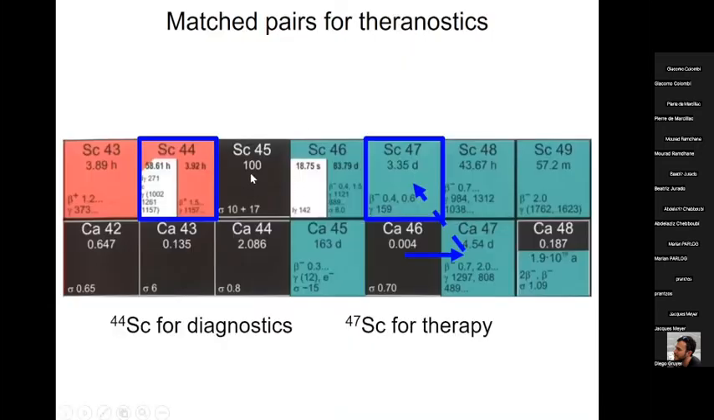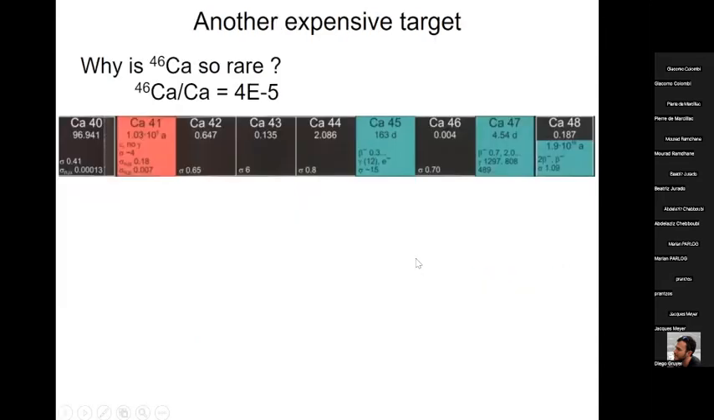Now, if you have the scandium-44 for diagnostics, it has a matched pair, which is scandium-47, and scandium-47 can be produced in a non-carrier-added way, similar to lutetium, by irradiating one element down, calcium-46. You capture a neutron, you let the intermediate decay, and you separate once or several times, because it's so long-lived that it will build up again, the daughter nucleus. Very clean. It has been used by irradiations at ILL of this calcium-46, but there's a problem.